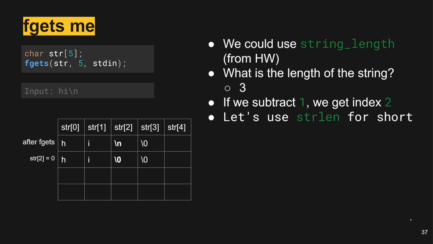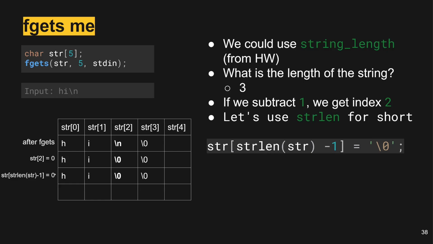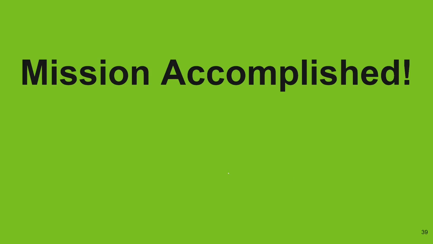For the rest of the examples, we will use strlen for short, but it's doing the same thing that we're doing in the homework. So now we have string[strlen(string) - 1] equals our null terminator. And so we end up with "hi" and the replaced value, and that's it. Now we have reduced it down to "hi". So mission accomplished, right? We're done.